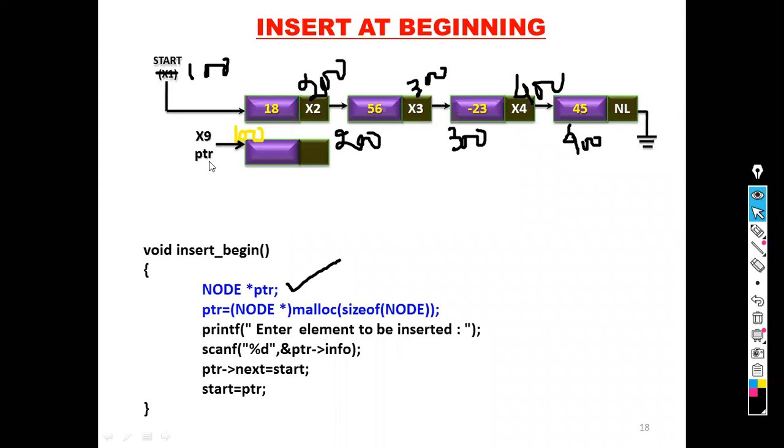You see a node is created. What is the name of the node? The name of the node is pointer. Its address equal to x9. Maybe x9 equal to 500. Let x9 equal to 500. Okay.